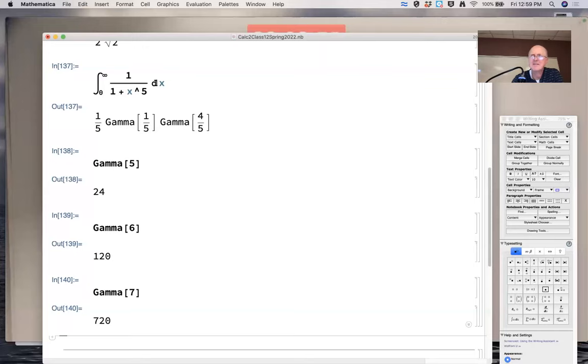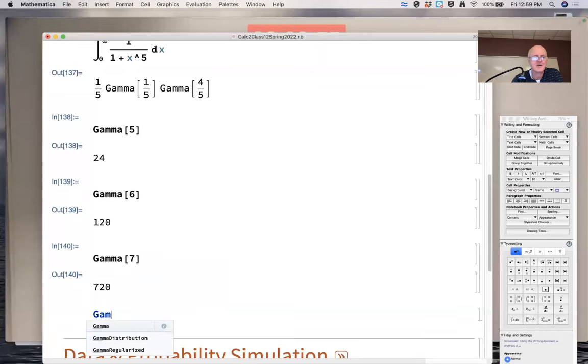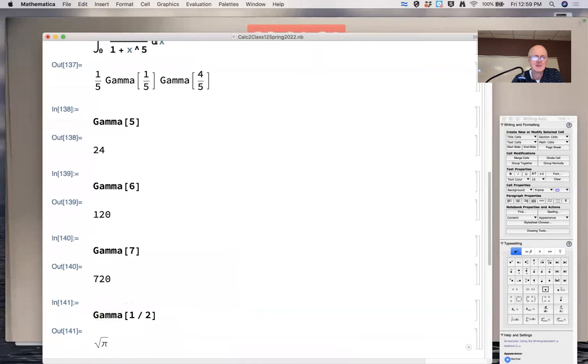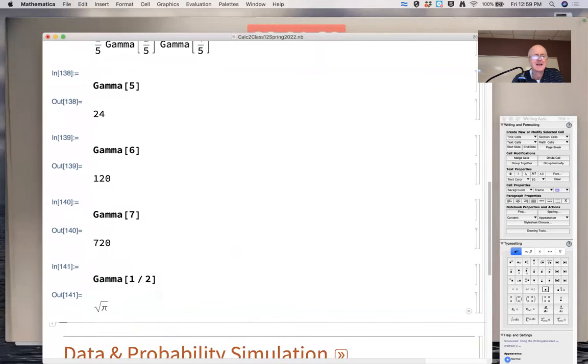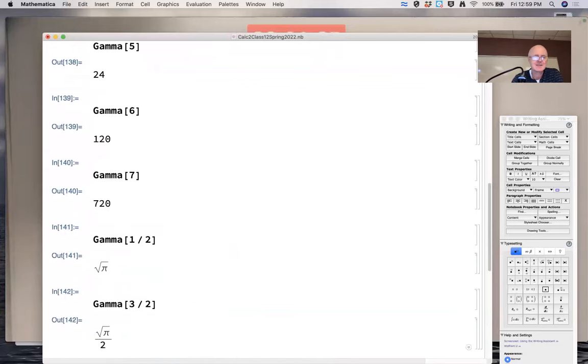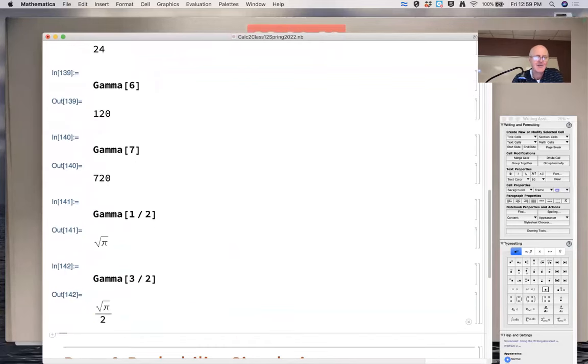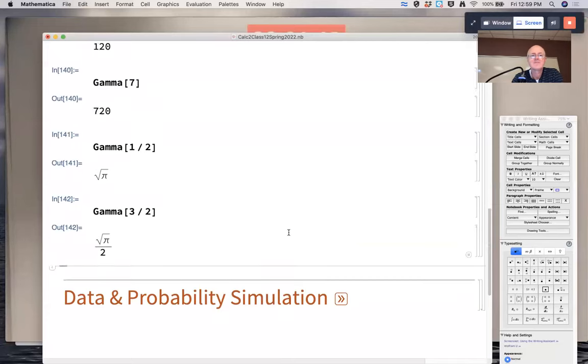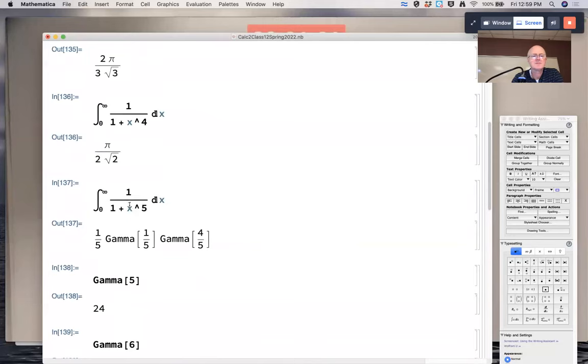But you can't take like 1/2 factorial, can you? What's gamma of 1/2? It involves pi. Gamma of 3/2 involves pi. But what is gamma anyway? I haven't told you. Okay, just other than to say it's a useful function. So this one doesn't seem to involve pi, it involves gamma.